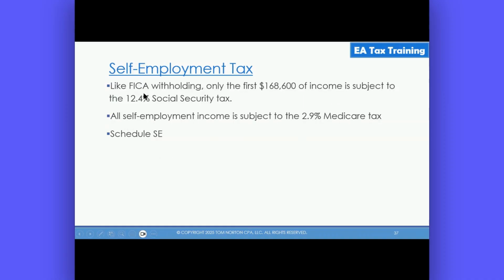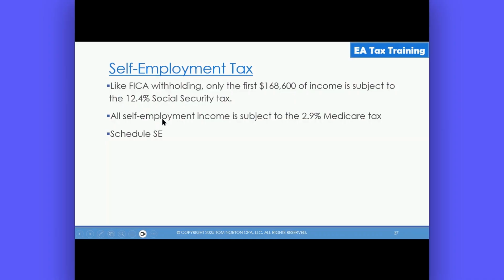Just like Social Security or FICA withholding from a paycheck, only the first $168,600 of self-employment income is subject to the 12.4% portion of the self-employment tax. So if you've got a job with a salary, only $168,600 of that is subject to Social Security tax. So it's the same exact thing if you are self-employed, only that amount of self-employment income is going to be subject to the 12.4% portion of the self-employment tax.